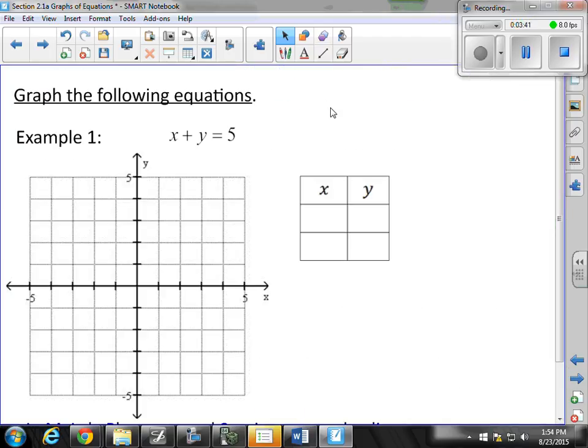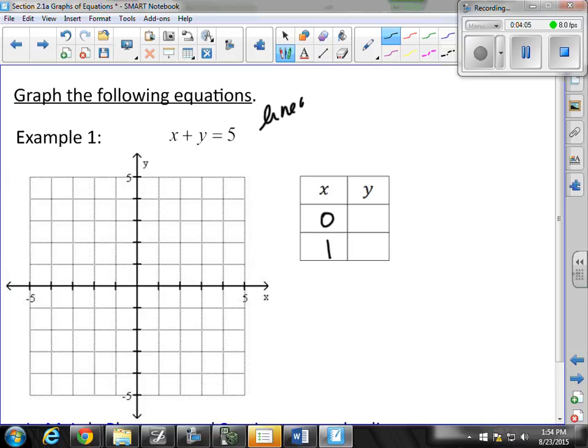Example number 1 says we're going to graph x plus y equals 5. Now I can do this by hand if I choose values to plug in for x and y. For example, I can plug 0 in for x, I can plug 1 in for x, and I can find the corresponding y values. Now I know that this is a linear equation.